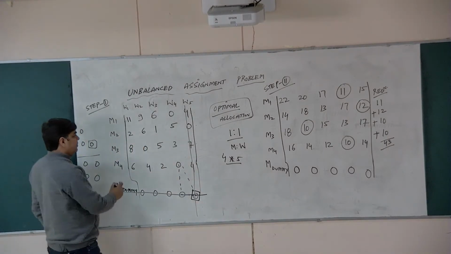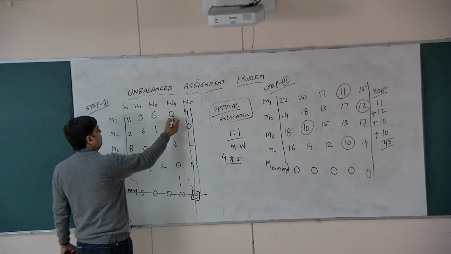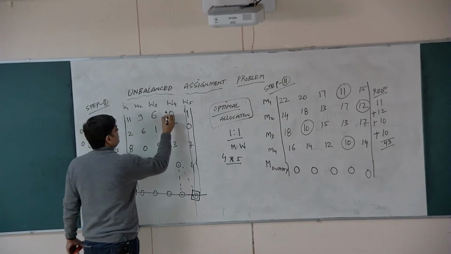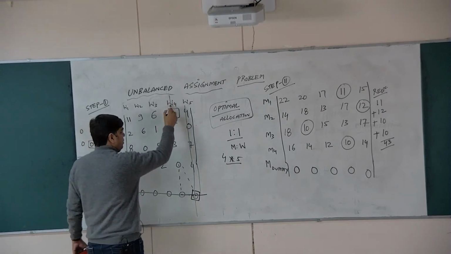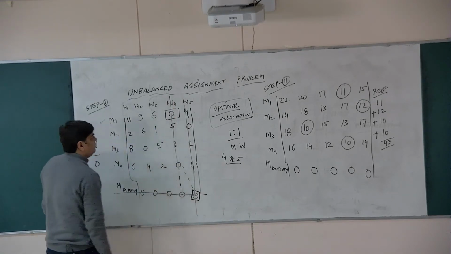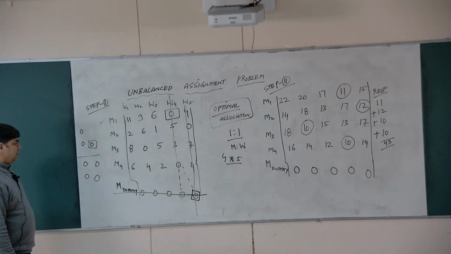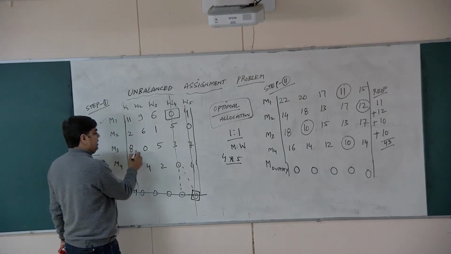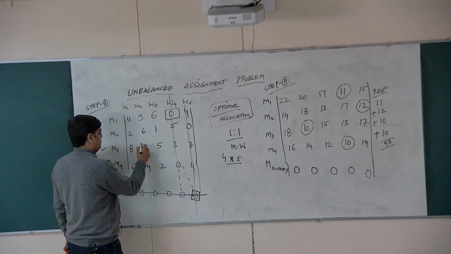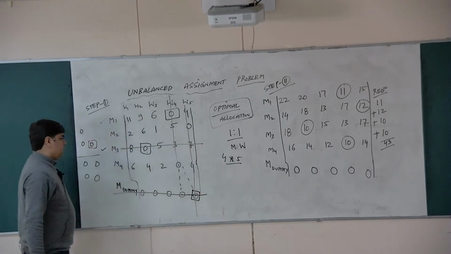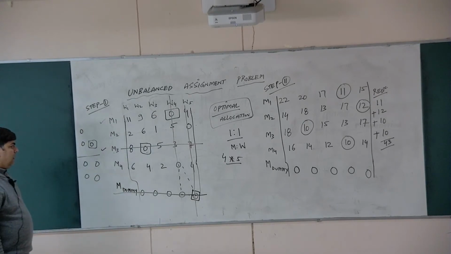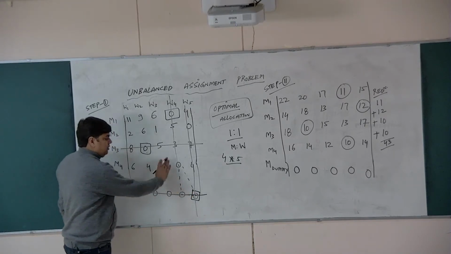Next assignment, can I proceed with row 1? Yes. If I proceed with row 1, what will happen? I will cancel its column. Next, can I proceed with row 3? Yes. No? Any other 0 left? No. Because this has already been cancelled, 0, 0 and 0.